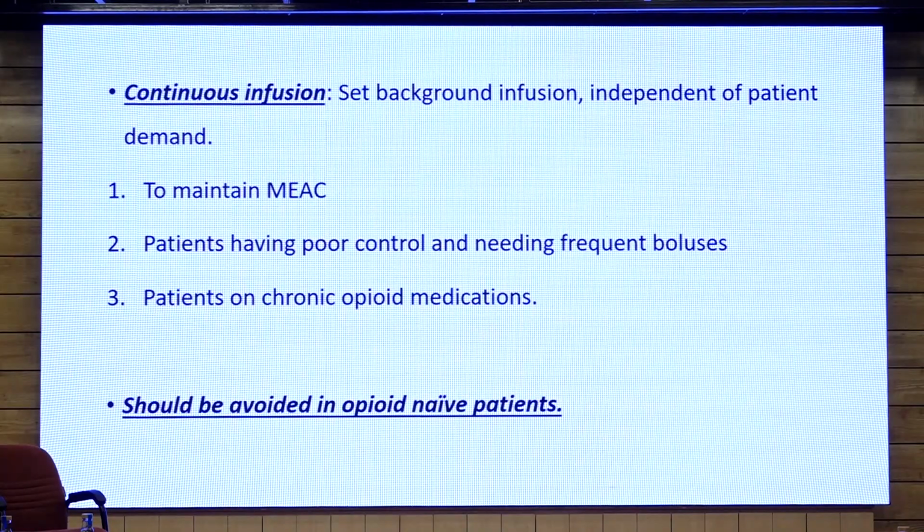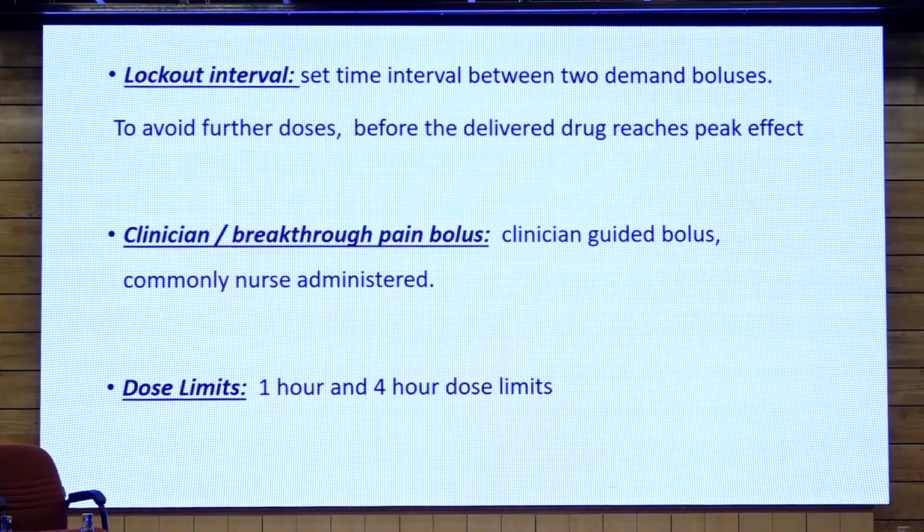A set background infusion which is independent of patient demand is the continuous infusion. We have already seen that it is used to maintain the minimum effective analgesic concentration. It is used in patients who have poor pain control and those who are needing frequent boluses. It is compulsory in patients who are on prior opioid medications. It is important to remember that in opioid-naive patients who are receiving IV opioids, a continuous infusion should be avoided because there is a higher risk of opioid complications.